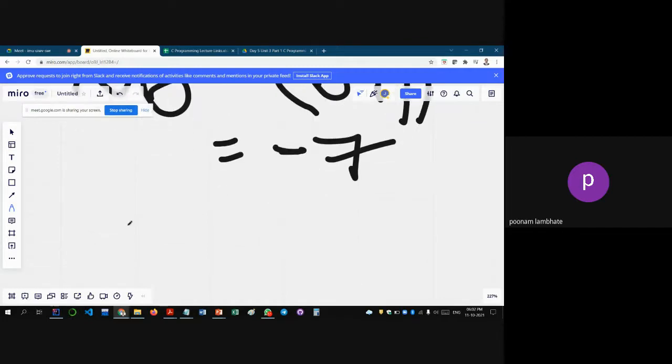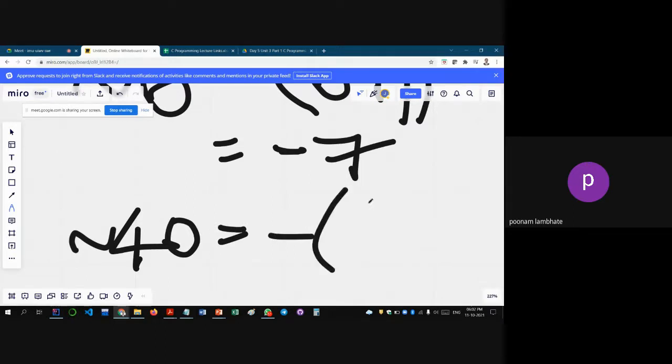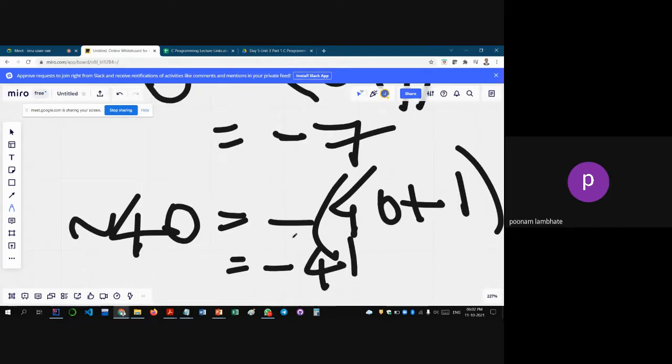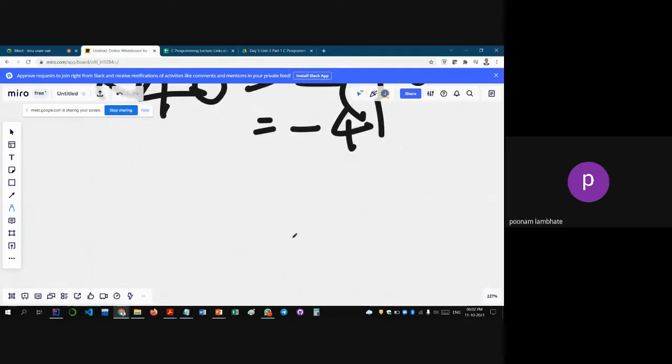Similarly, you have asked me for 40. When I say NOT 40, that means the 1's complement of 40. At the bit level you'll get some answer theoretically. But which answer will the computer display to you? It will display minus of 40 plus 1. 40 plus 1 is 41, and with the minus sign, so -41. So -41 you'll get at the output. This is because the computer will store the result in the form of 2's complement.